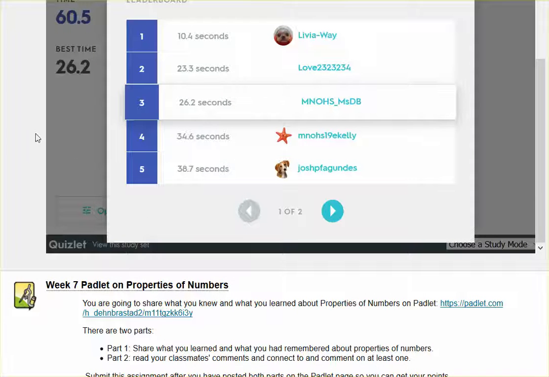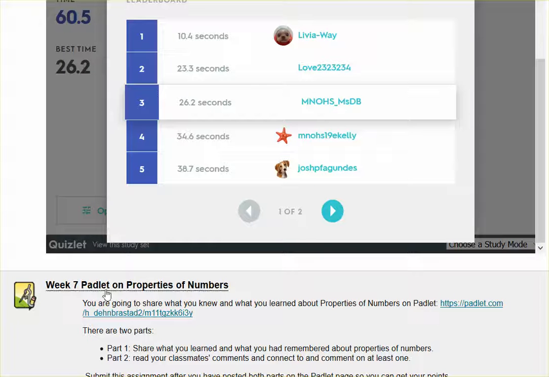I can't get to the bottom of my folder, but it's this Week 7 Padlet on properties of numbers. So you're going to share what you knew and what you learned about properties of numbers. So you're going to go to this Padlet. First is share what you have learned and what you remembered about properties of numbers, and then read your classmates' comments and connect to and comment on at least one.